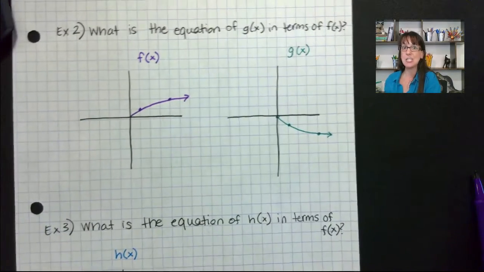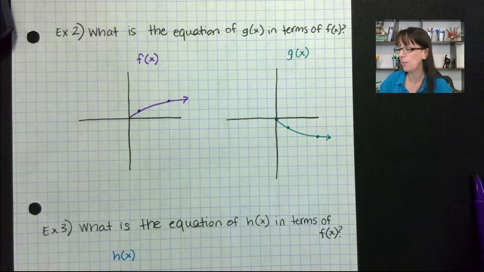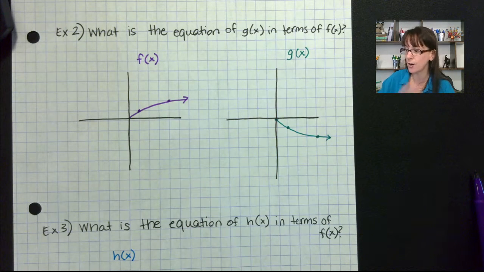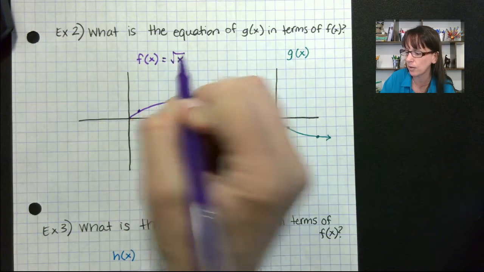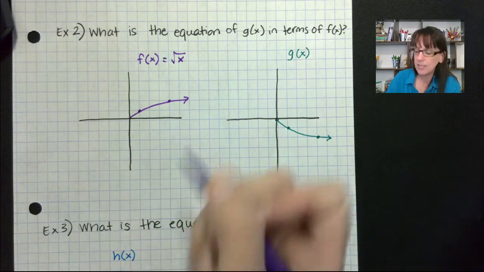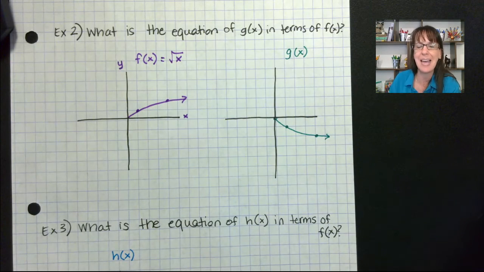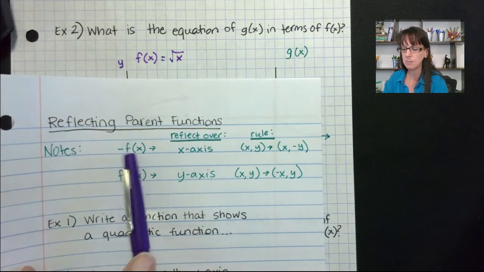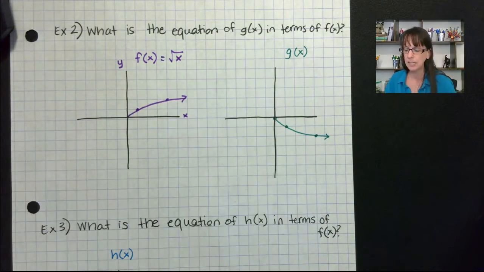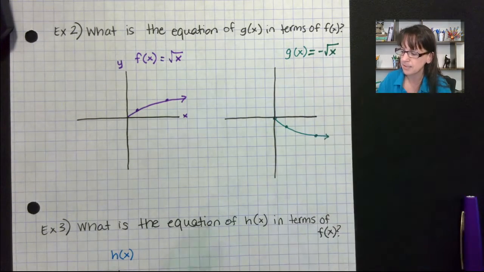All right, so we've got this guy here. What is the equation of g of x in terms of f of x? So I have f of x here and I have g of x, and I look at that and I go back to my notes that I know you have written in your notebook, and you look at your parent functions and you say, oh goodness, that is the square root of x. Now, this is our x-axis, this is our y, and it looks like g of x has been reflected across the x-axis. So we go back and we look at our notes and we see, oh, reflecting across the x-axis means that we're making the whole function negative. So g of x would be negative square root of x.